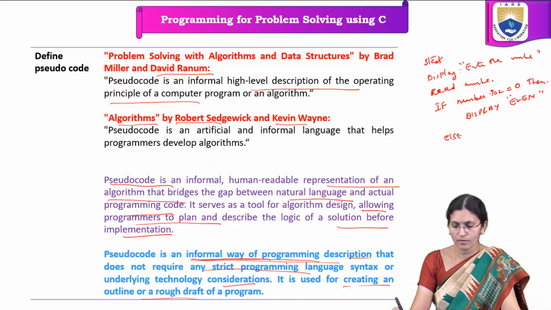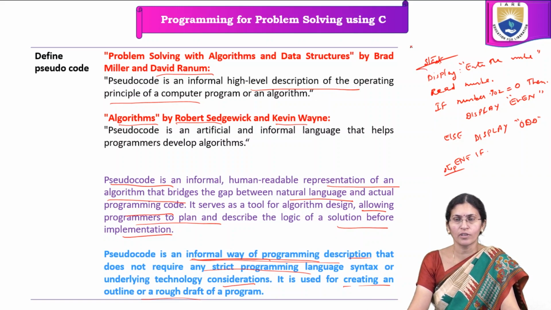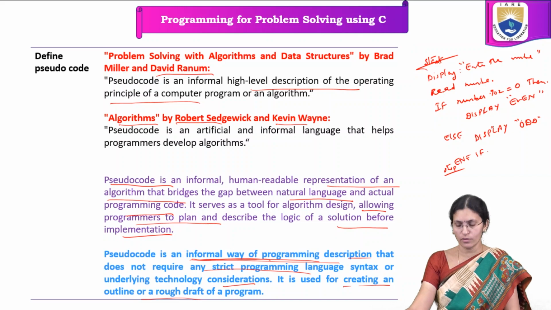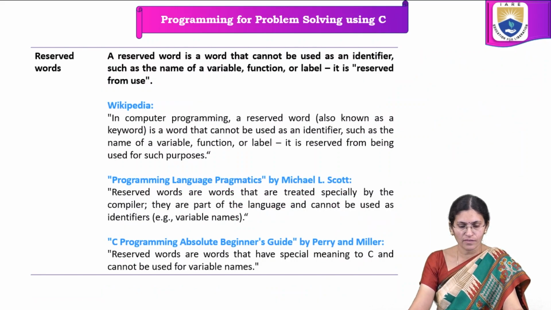Else, what you have to display is odd. Then this is the end of the if-else statement. At the end you have to stop. So in this way you can write the pseudocode for a given number to check whether it is even or odd. Next one is reserved word.